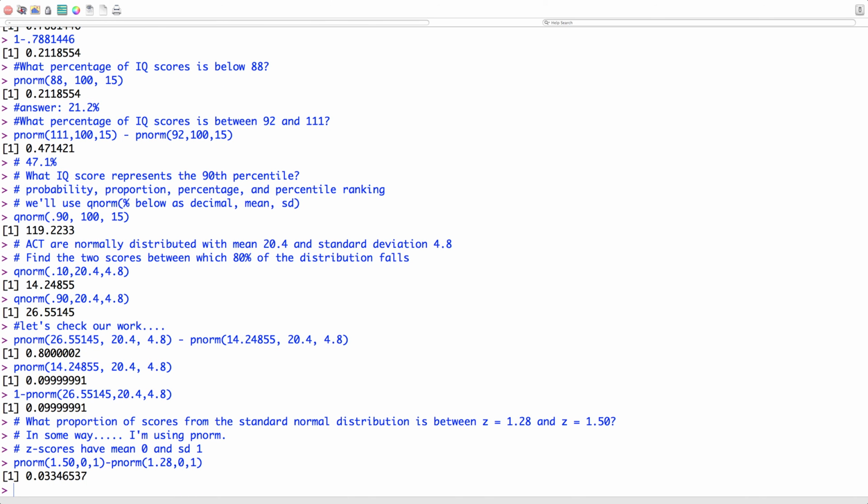So guys, the correct answer here, we were asked for a proportion. Proportions are reported to 4 places. So our correct answer would be 0.0335.